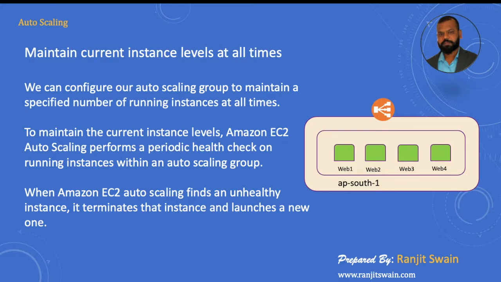Okay, if any instance has some issues or any bugs are noticed, it will terminate the instance and recreate it automatically. Suppose you have 4 instances and one instance got some issues, it will terminate that and recreate it. So next you will have the same 4 instances.